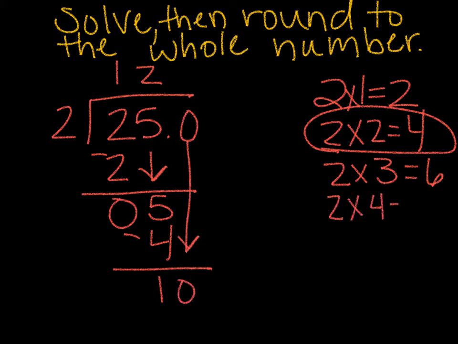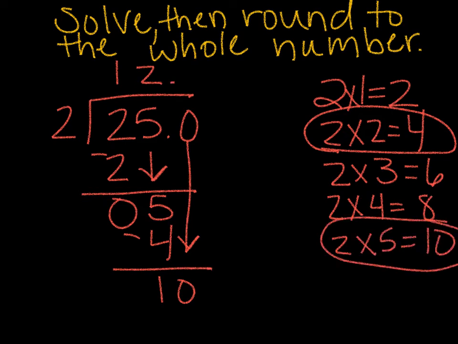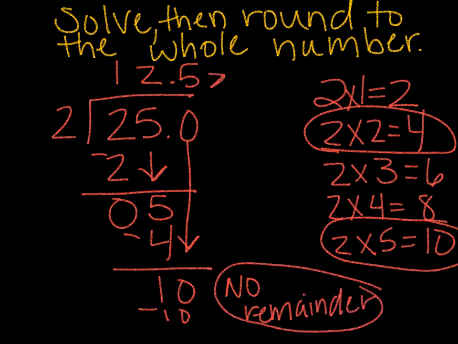2 fits into 10. How many times? I'm going to list my multiples. 2 times 5 is 10. So I have no remainders. I have 12.5. I need to round that to the nearest whole number. I looked at my 2. 2 is where I need to round to because that is in my ones place. 5 is the number to the right of it because of my rule. 2 is going to round up to 13. So my final answer is 13.